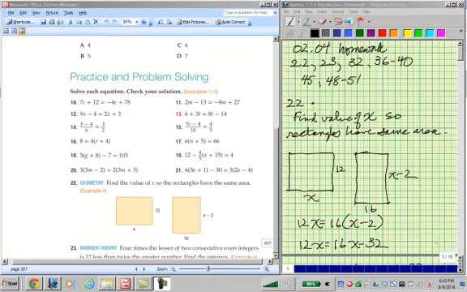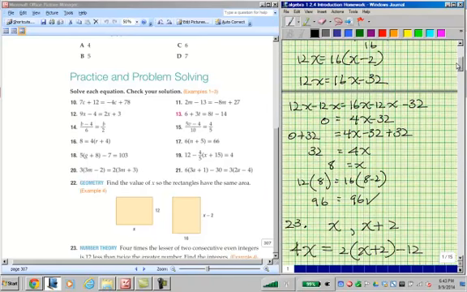All right, let's go through the homework. Find the value of x so the rectangles have the same area. The area of the first rectangle is x times 12, and the area of the second rectangle is 16 times x minus 2. So you want them to be the same. So we'll do 12x equals 16 times x minus 2. We eliminate parentheses: 12x equals 16x minus 32.